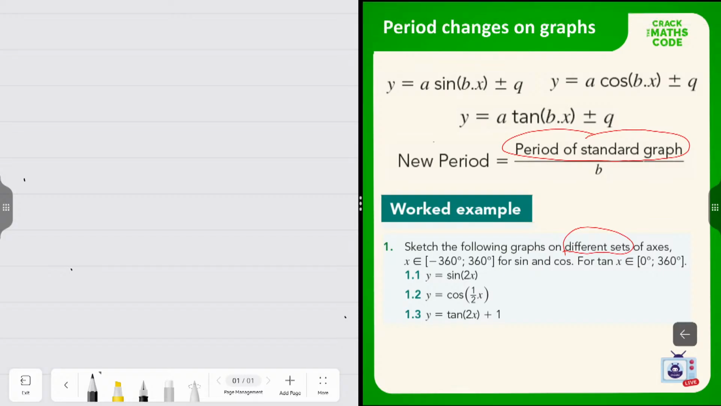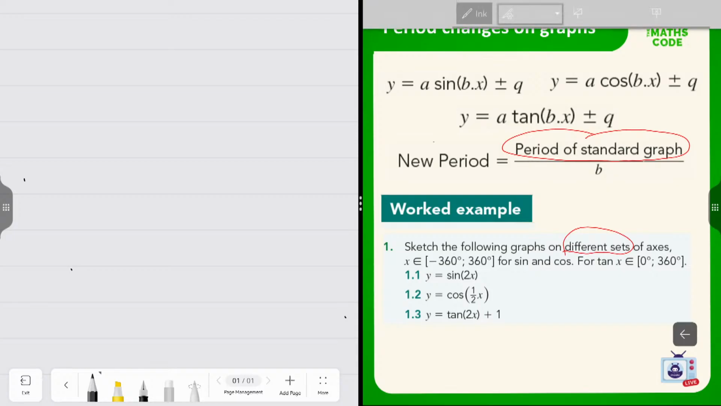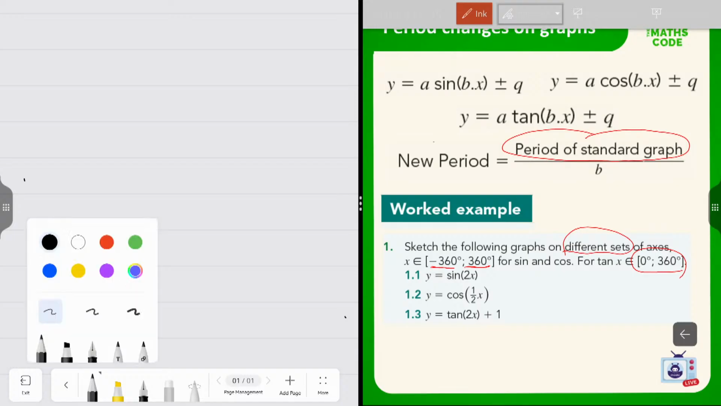They gave you the interval. The interval means that your graph has to be between negative 360 and 360 degrees for both sine and cosine, right? And for tan, it has to be from 0 to 360. So these are your intervals. What is it that you are going to do? Let's write this down and then we can go check.